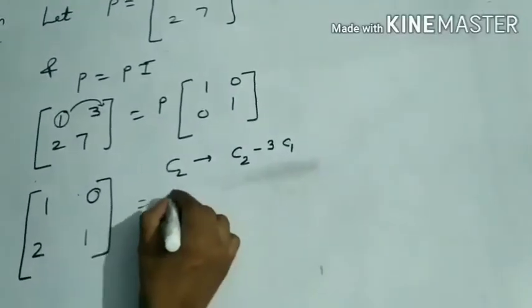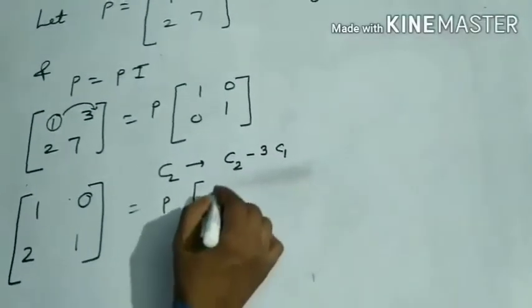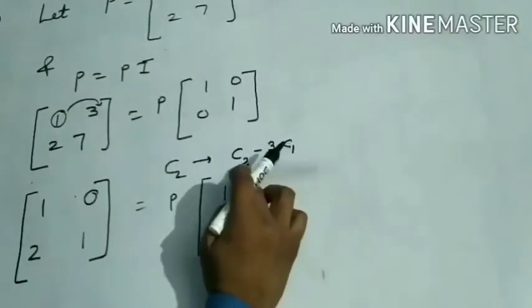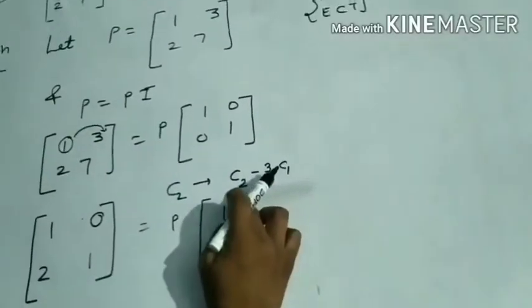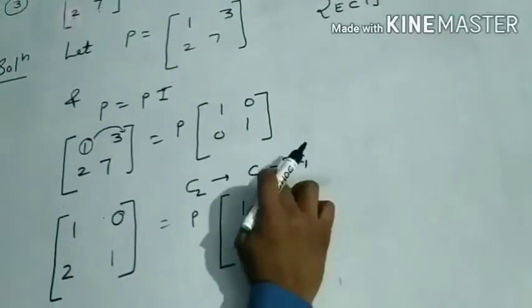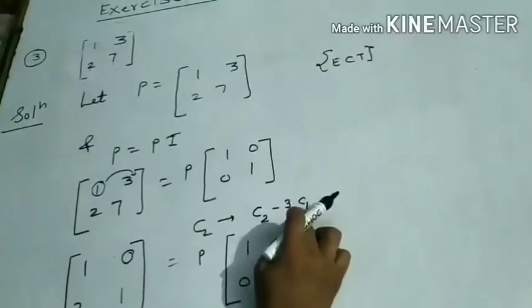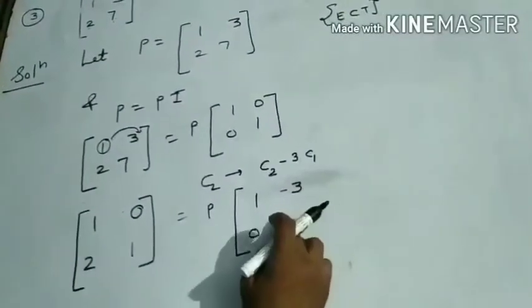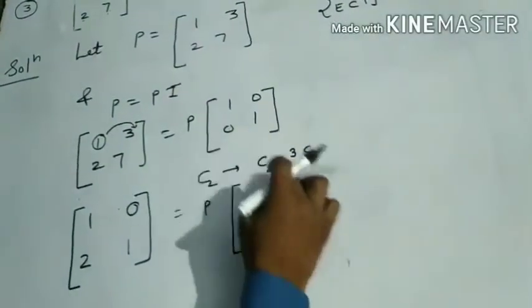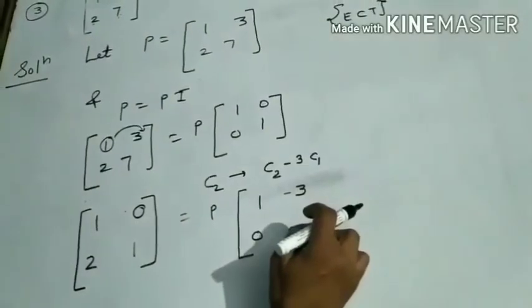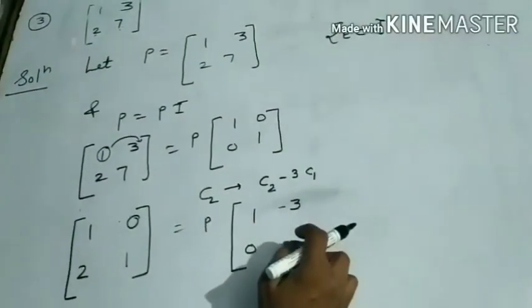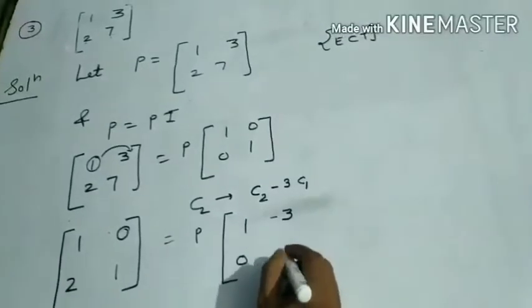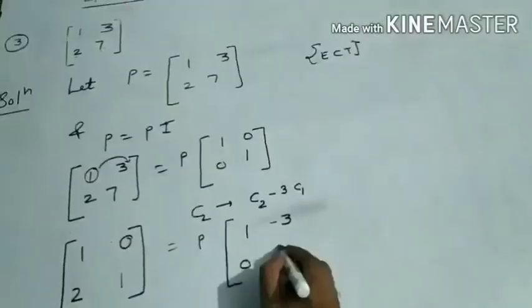Apply the same operation on this side. In the first column there is no change, and in the second column we have 0, and then minus 3 into 1, so we get minus 3. Then here we have 0, and then minus 3 into 0, so we get 1.